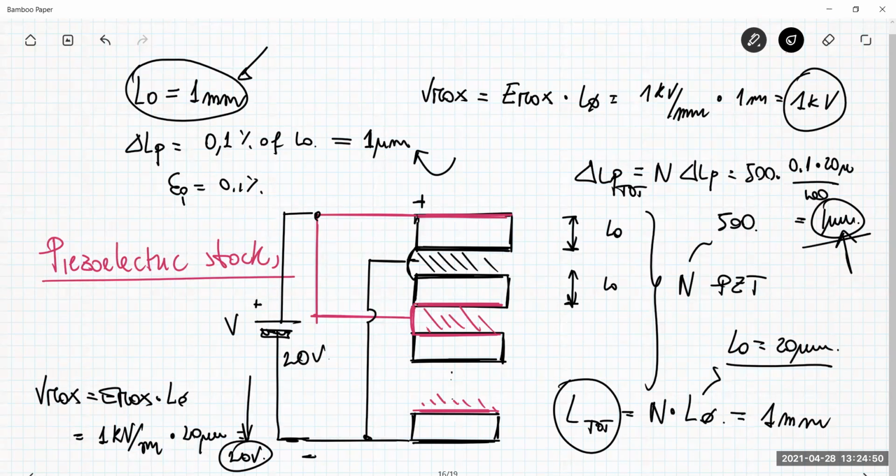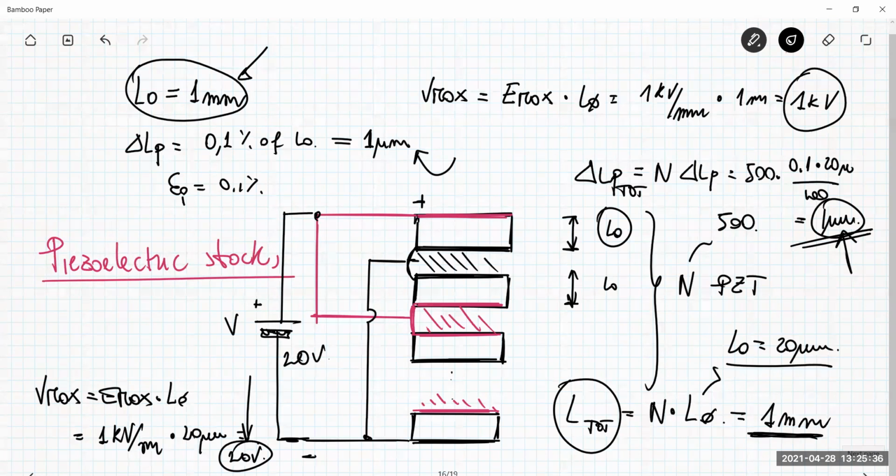1 micrometer is not something that can be exploited, but the discussion is already in this. Maybe having L0 a little bit larger, I can increase the elongation without having 1 kilovolt. So if I have the same overall stack dimension, I can get the same elongation with lower voltage. Or if I use the same voltage, I can get a very large elongation with the same dimension of the stack. So this is typically the application that you can find for this kind of piezo materials.